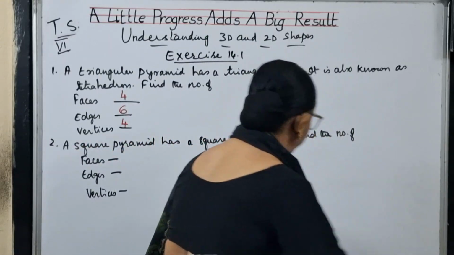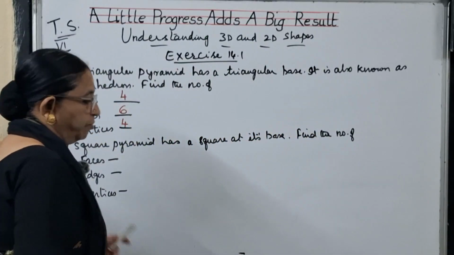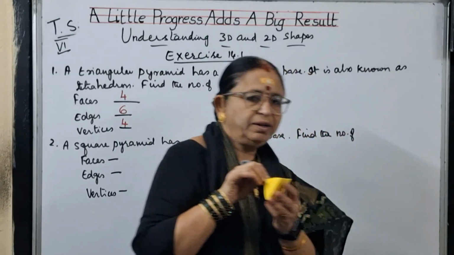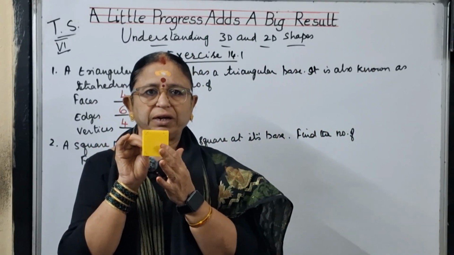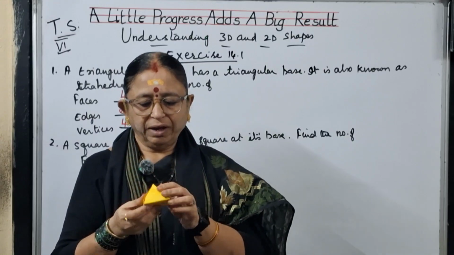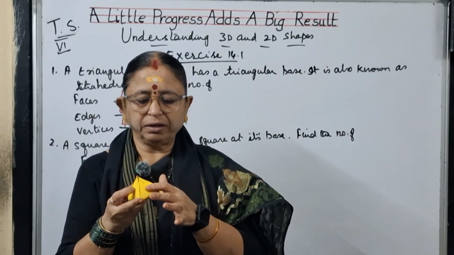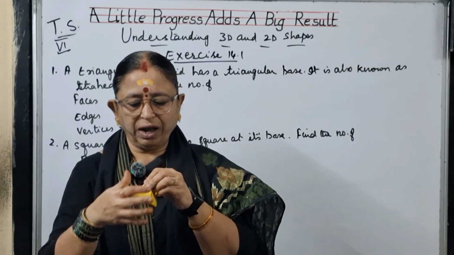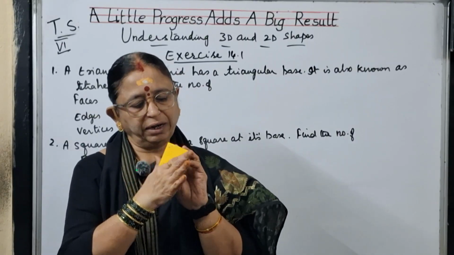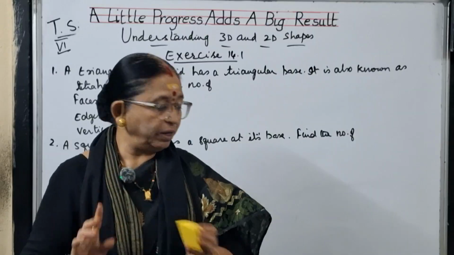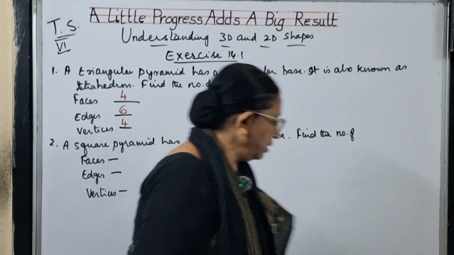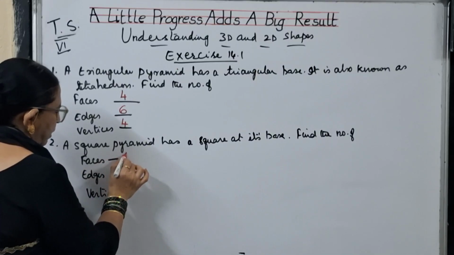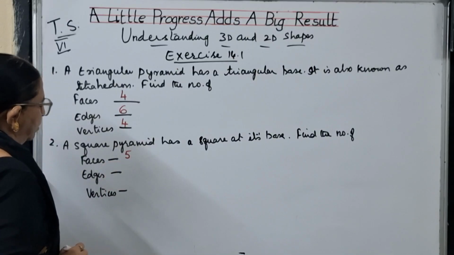So the question is, the square pyramid has how many faces? See, children, this base we will consider as one face and this is second, third, fourth, fifth. So these triangular faces are 4 and the square face is 1. Total 5 faces it is having. I'll write it here. The number of faces is 5.